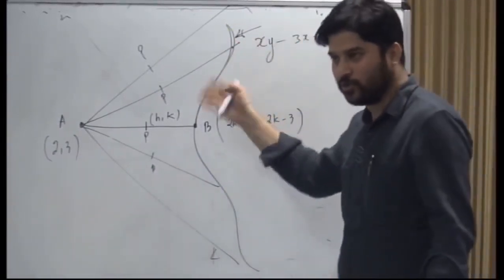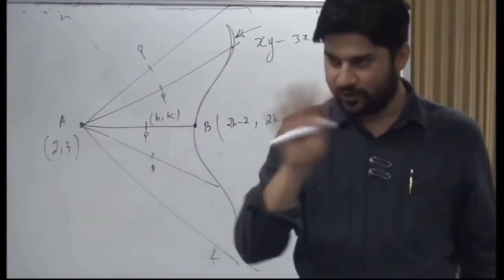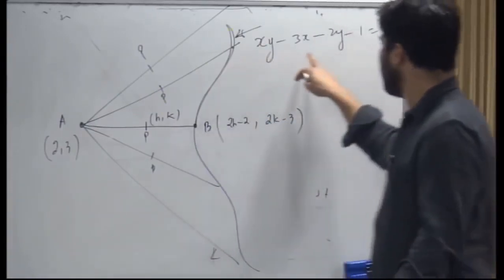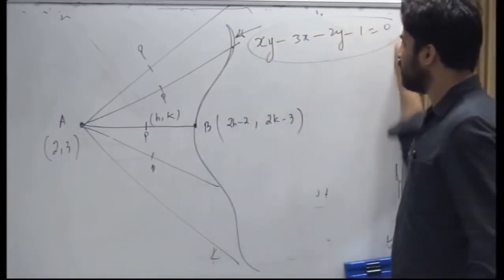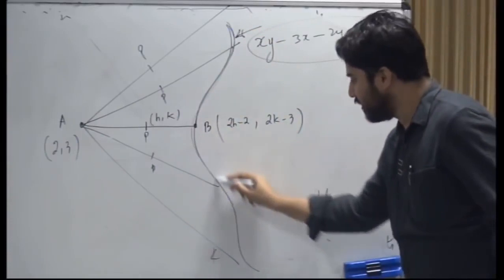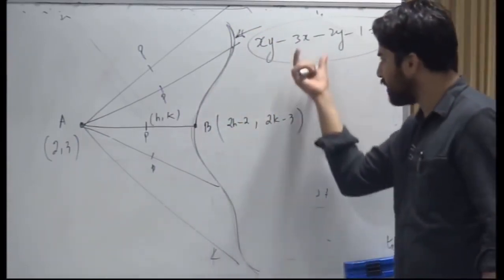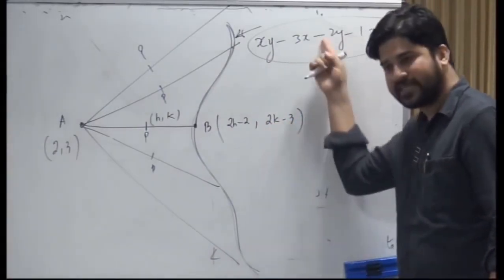It is not necessary for the graph to look like this. I'm just giving you an idea, and we don't need to draw that graph. Okay, so this is the equation. Whatever point lies on this will satisfy this equation. So 2h minus 2, k comma 2k minus 3 will satisfy this.